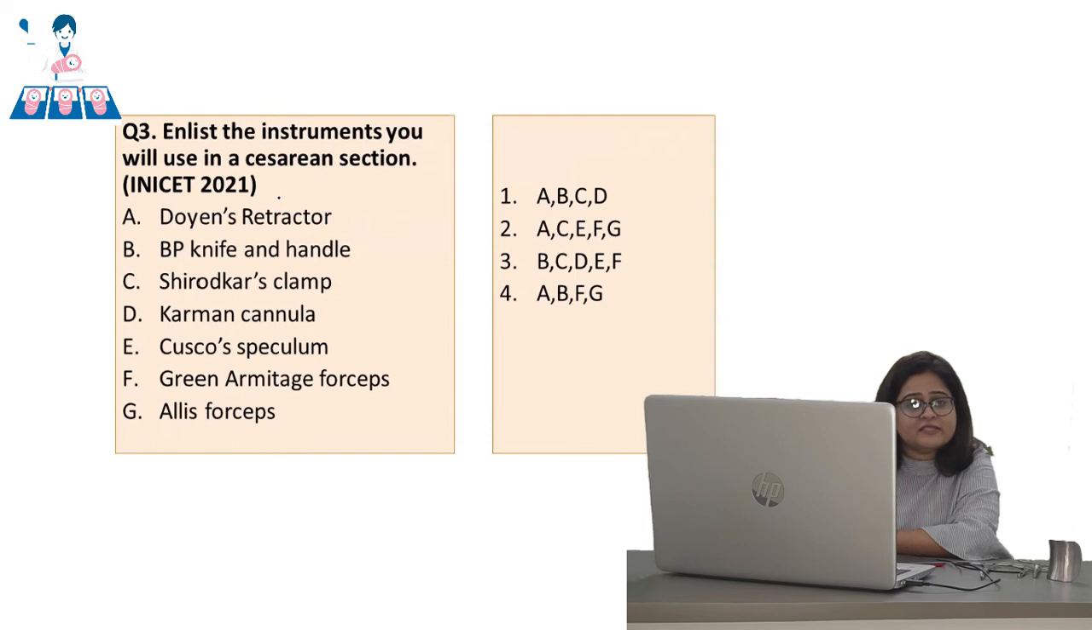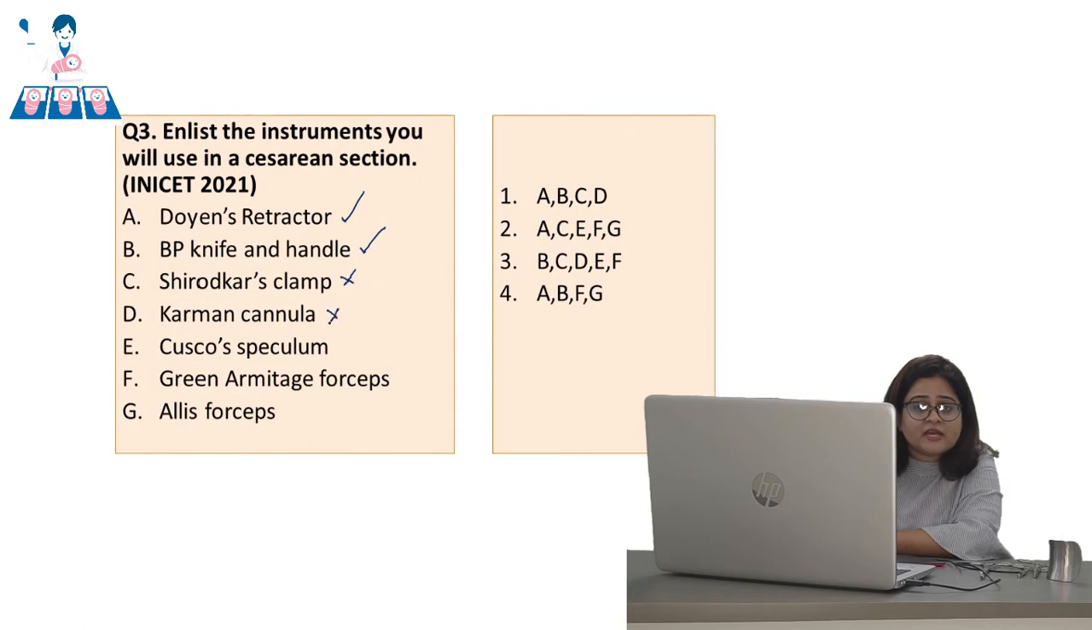So enlist the instruments you will use in a cesarean section. Let's see them one by one. Will you use a Doyne's retractor? Yes. Will you use a BP knife and handle? Yes. Will you use a Shirodkar's clamp? No. What's a Shirodkar's clamp? It is a uterine clamp used to hold the uterus. It is used in hysterectomies, in oncosurgeries like a Wertheim's hysterectomy, but it is not used in a cesarean section.